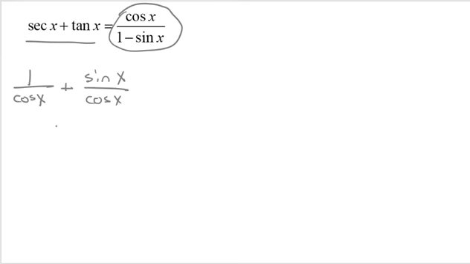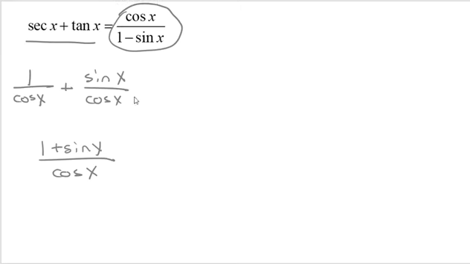Now at this point, I'm super giddy because I already have a common denominator. I can add these together and I don't even have to work to get a common denominator. So I'm just going to add the numerators, 1 plus sine of x, divided by cosine of x. That was my common denominator.